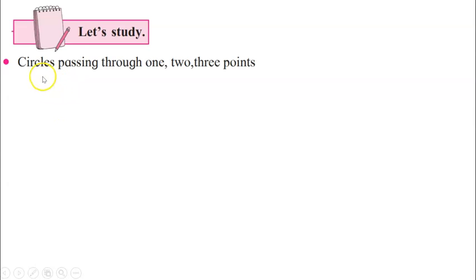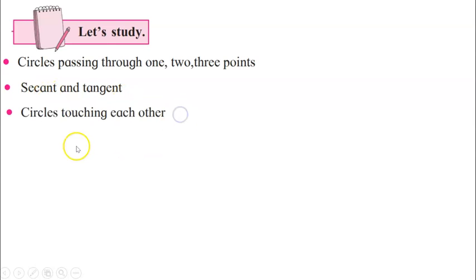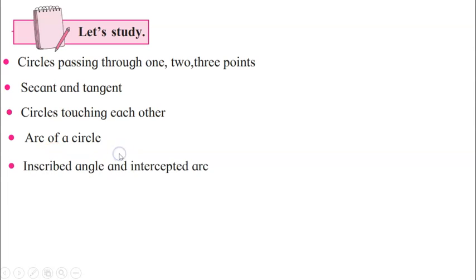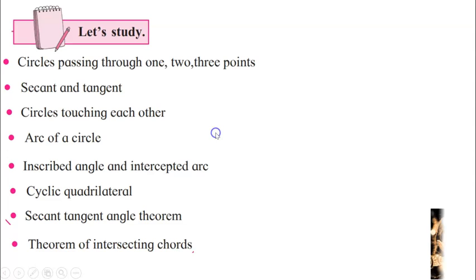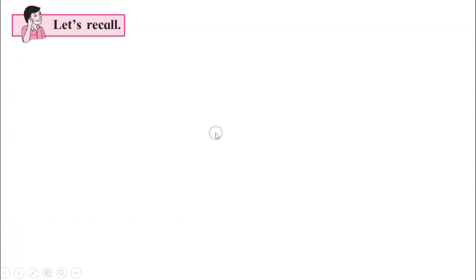First, circle passing through 1, 2, 3 points. Secant and tangent. Circle touching each other. Arc of a circle. Inscribed angle and intercepted arc. Cyclic quadrilateral. Secant tangent angle theorem, theorem of intersecting chords. Okay, now let us start.